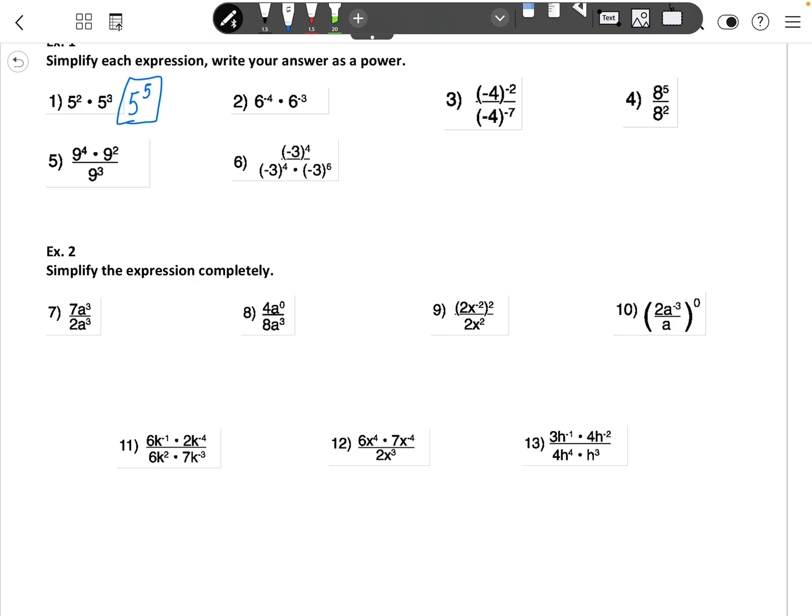On the next one, 6 to the negative fourth, and then 6 to the negative third. Negative 4 plus negative 3 is 6 to the negative 7th. And negative exponents always move. So if they're on the top, like this one would be, we move them to the bottom and make the exponent positive and put a 1 on top if there's nothing.